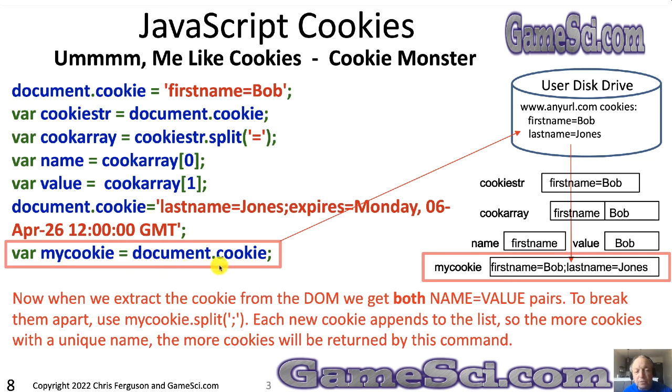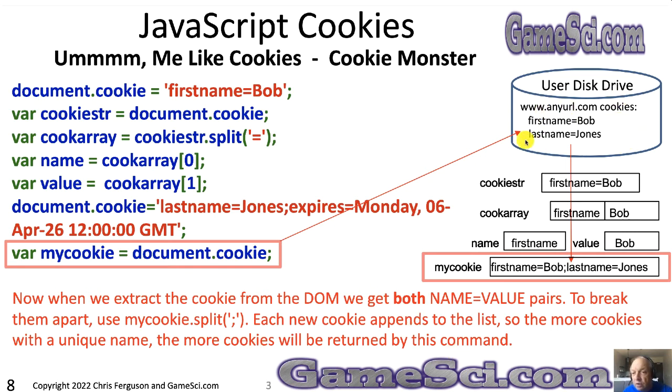Var myCookie equals document.cookie, retrieve my updated cookies. Now that we extract the cookie from the DOM, we get both name equal value pairs. To break them apart, we could use myCookie.split on the semicolon. Each new cookie appends to the list, so the more cookies that have a unique name, the more cookies will be returned by this command.